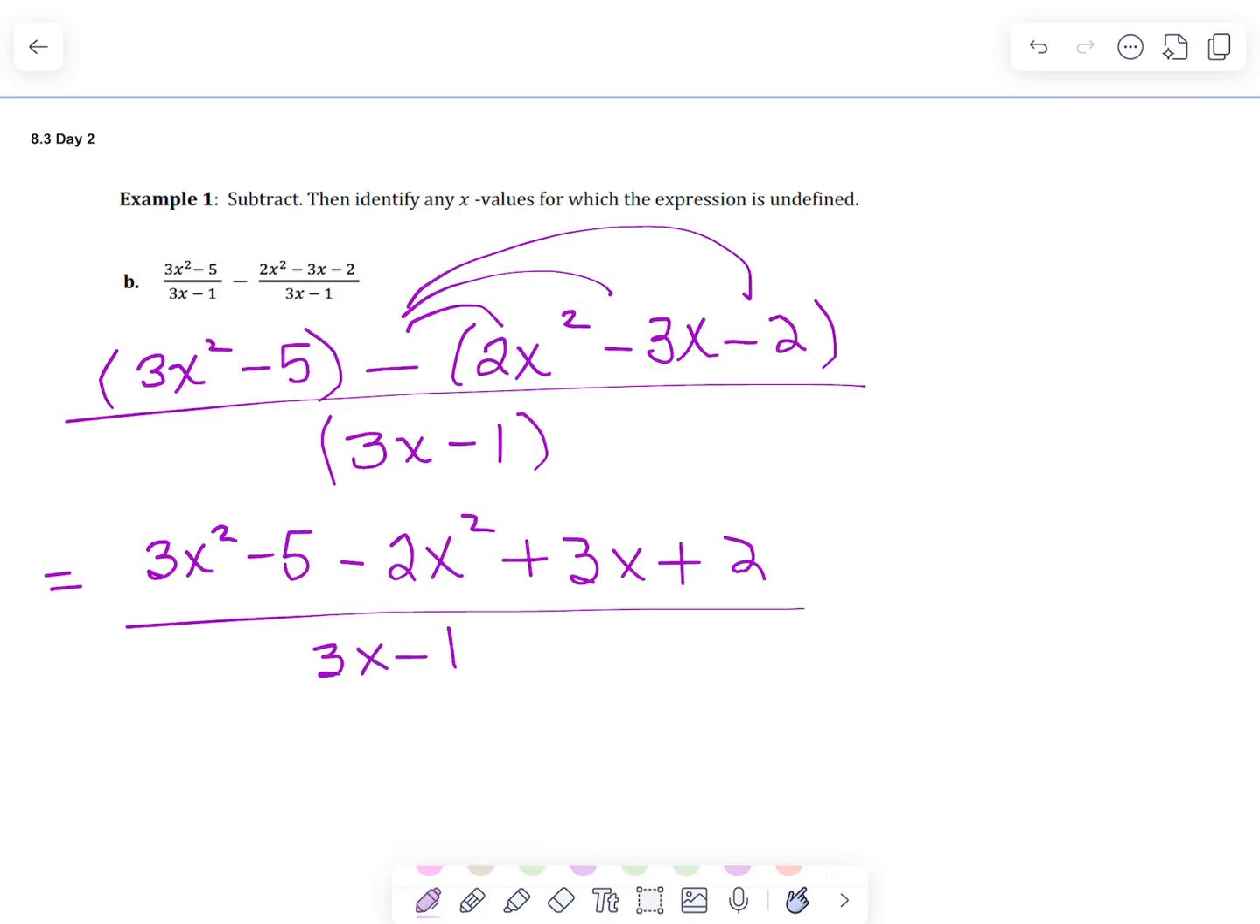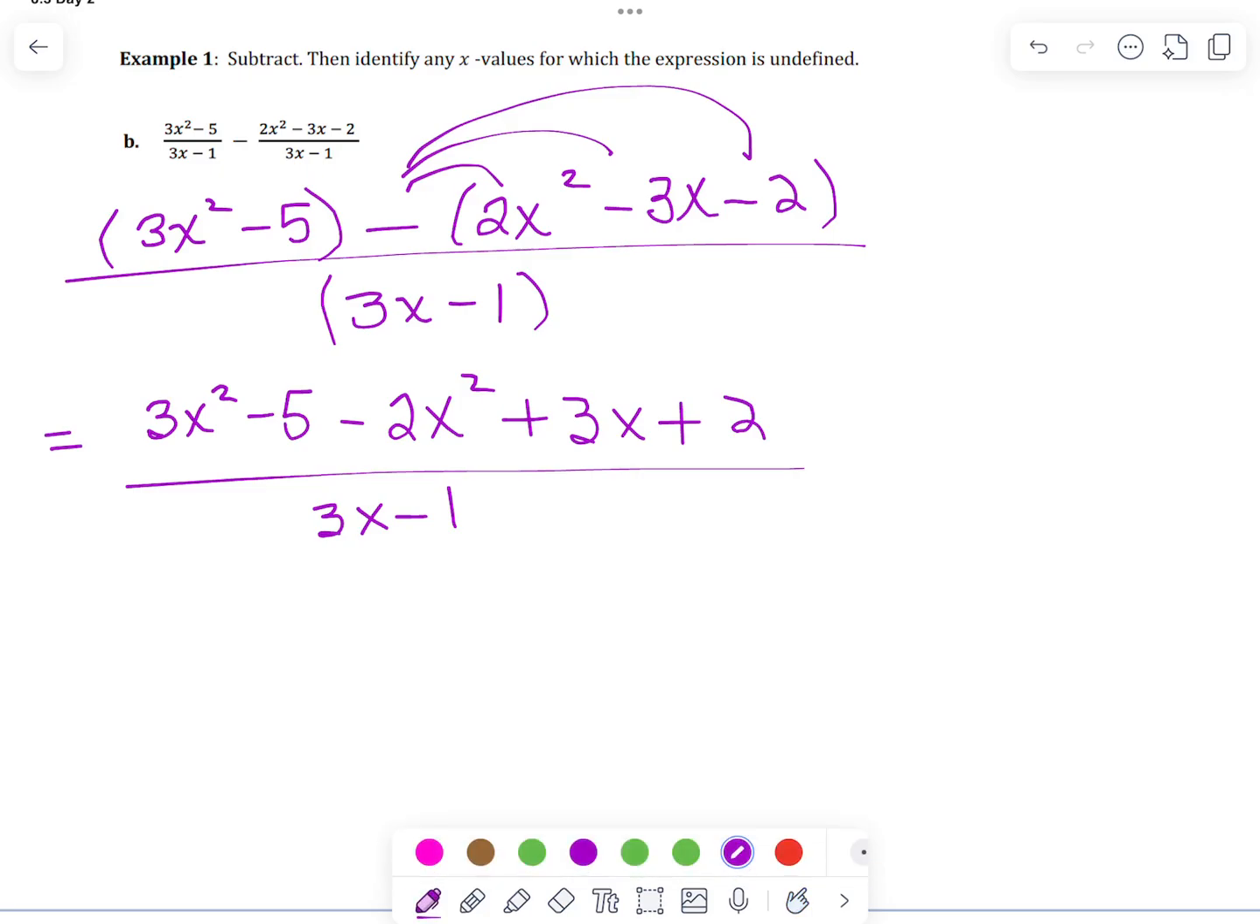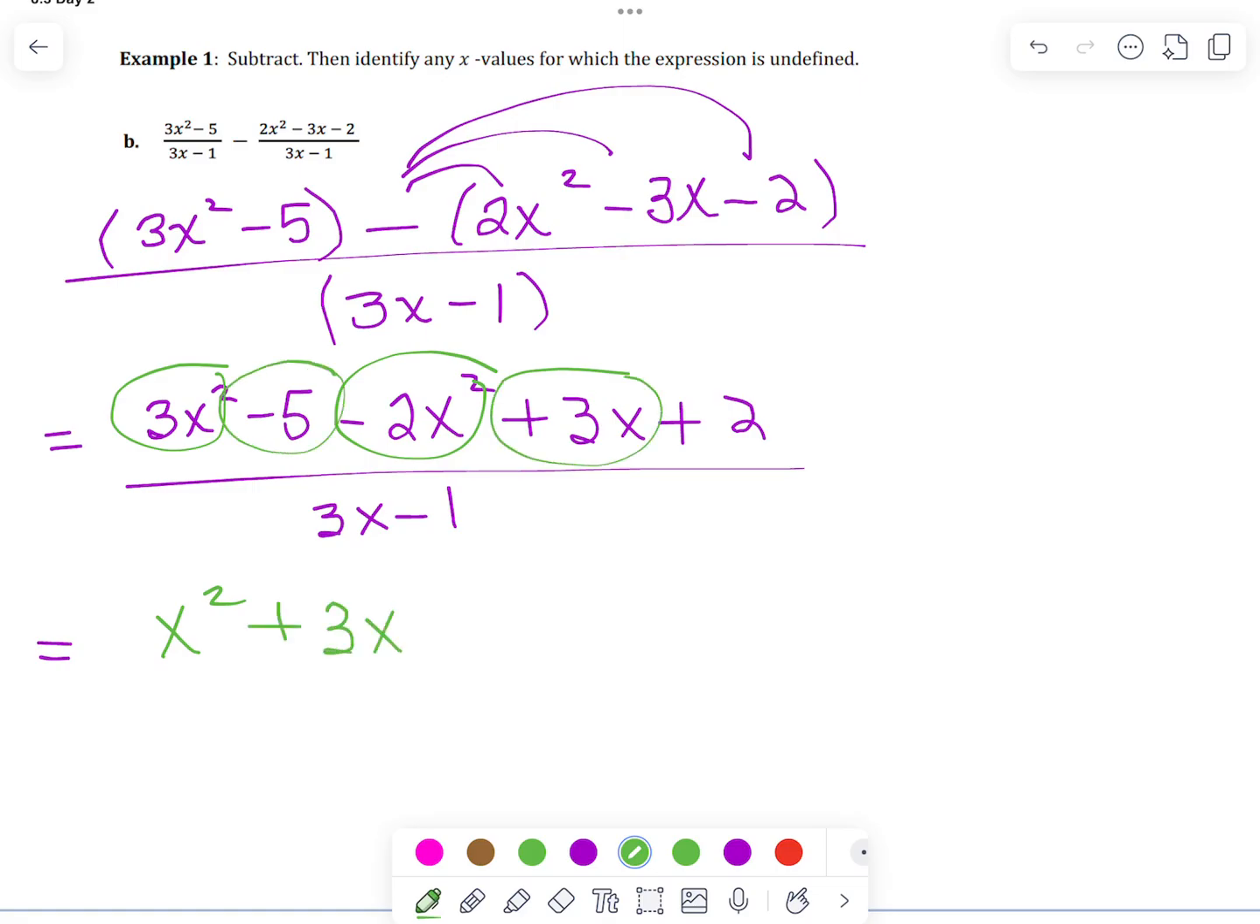Now we look for like terms. So 3x squared minus 2x squared is x squared. Then we have plus 3x. Then we have minus 5 and plus 2 gives us minus 3. And then all over 3x minus 1.